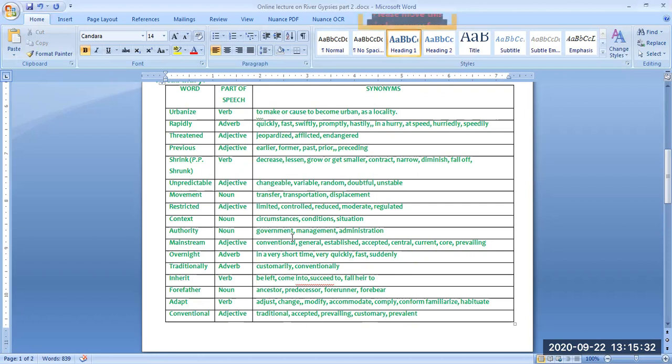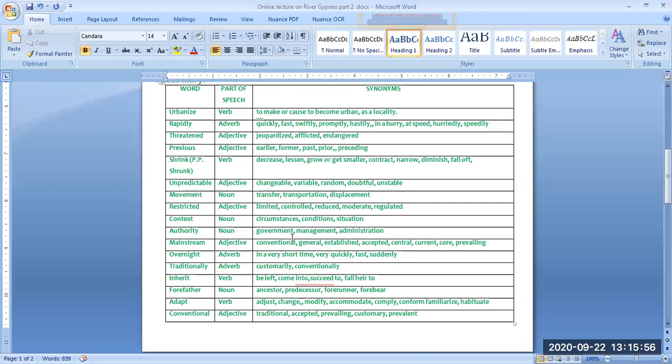Restricted, we can use limited, control, reduce, moderate as a synonym of restricted. Context, the synonym may be circumstances, conditions, or situations. Authority, the correct synonym may be government, management, or administration. Mainstream means conventional or traditional or accepted.